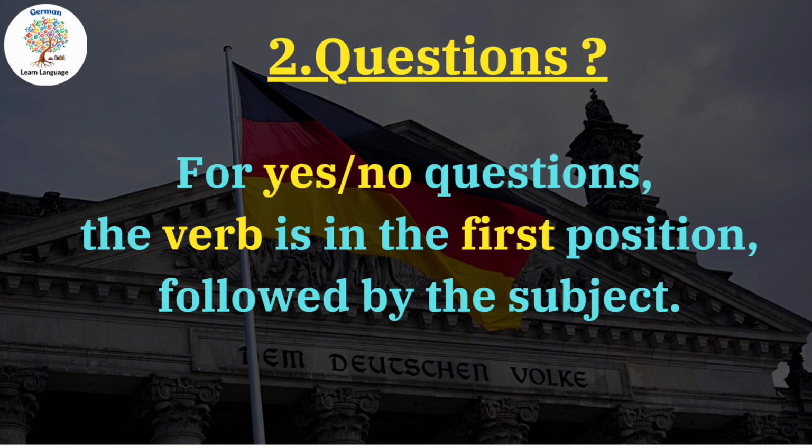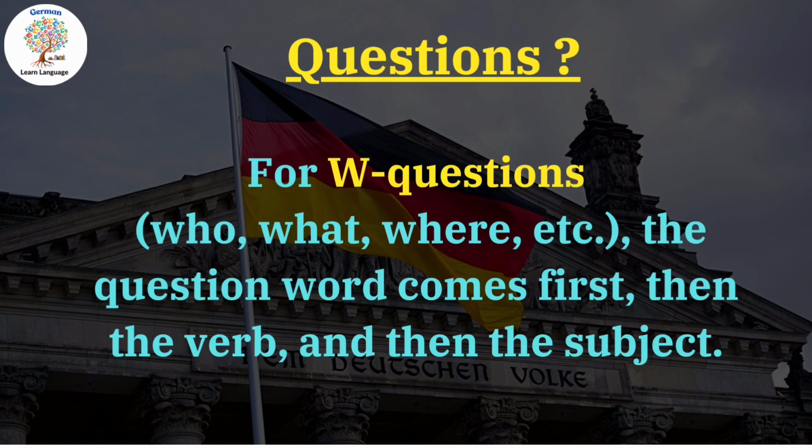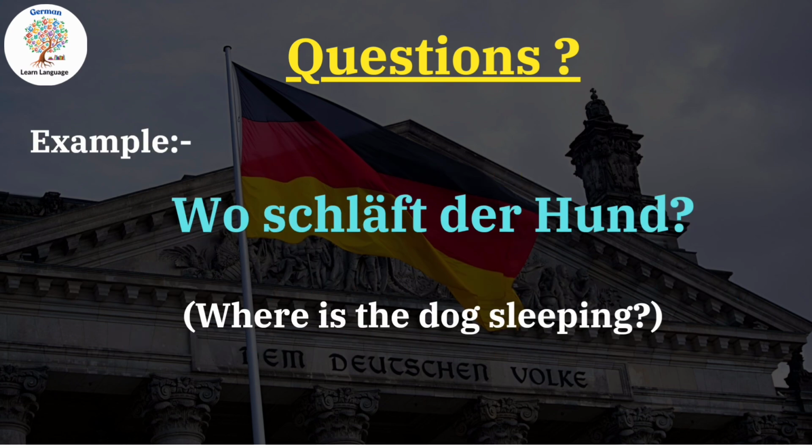Questions. For yes or no questions, the verb is in the first position, followed by the subject. Example. Schläft der Hund? For W questions, who, what, where, the question word comes first, then the verb, and then the subject. Example. Wo schläft der Hund?